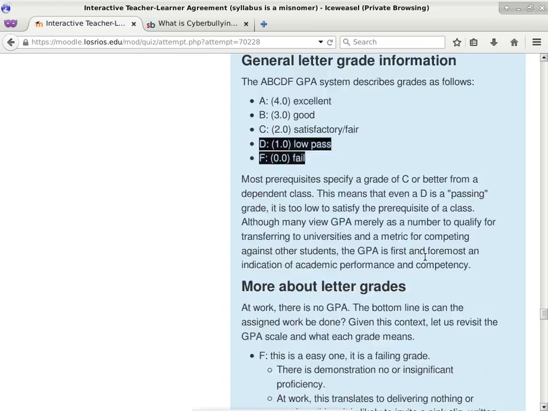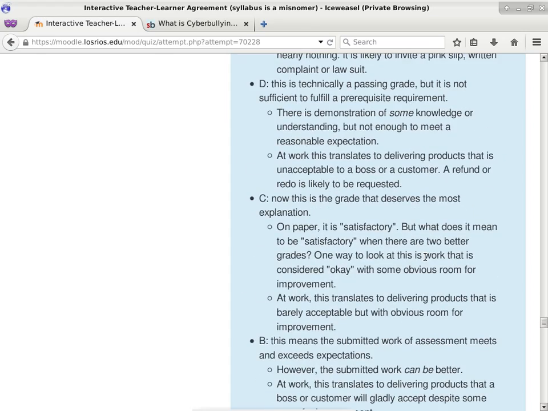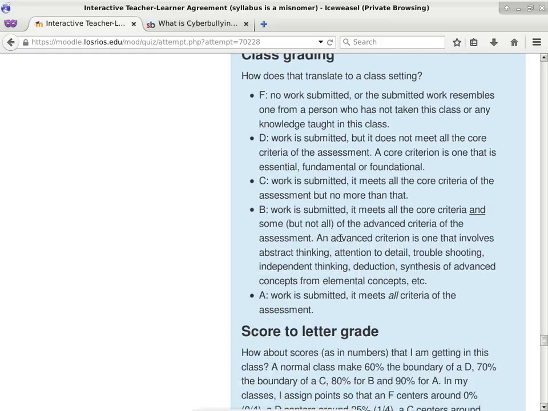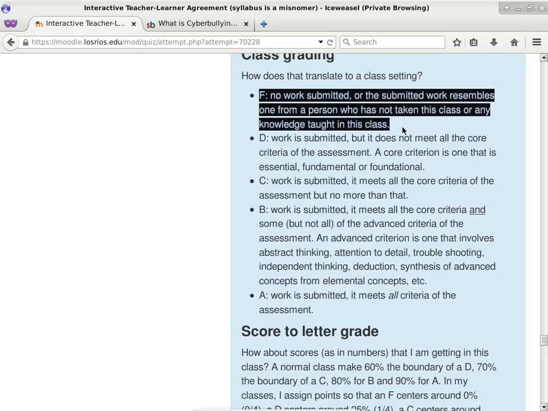All right, so now we move on to the actual meaning. In the class, what is an F? An F means no work is turned in, or whatever is turned in resembles one from a person who has not taken this class or has no knowledge of the material of this class. That's basically what an F is. There's no demonstration of any understanding or any knowledge of what is taught in this class.